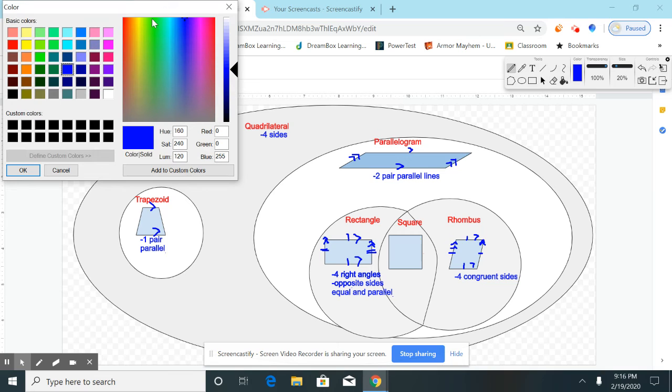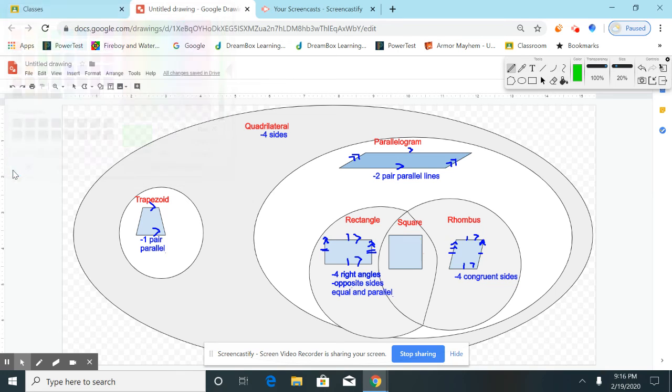Okay, last one is the square. I'm going to switch to green here. The square is a lot of things. So it is a quadrilateral. It is a parallelogram. A square is a rectangle, and a square is a rhombus. That's why it's all the way in the middle here. A rhombus is a parallelogram and a quadrilateral. That's how you read this thing. So a square has a lot going on.